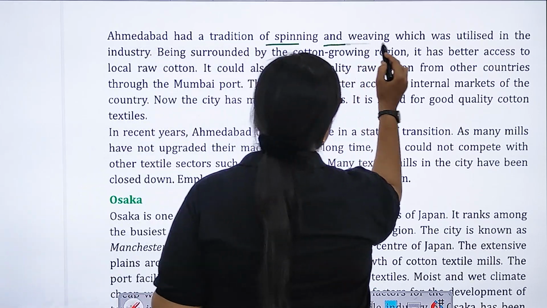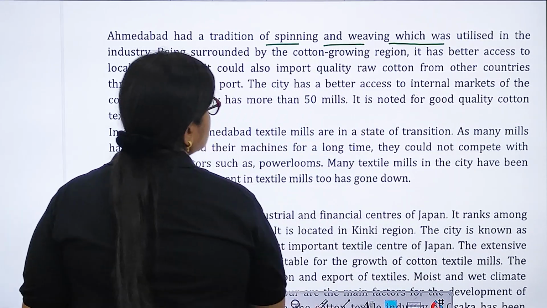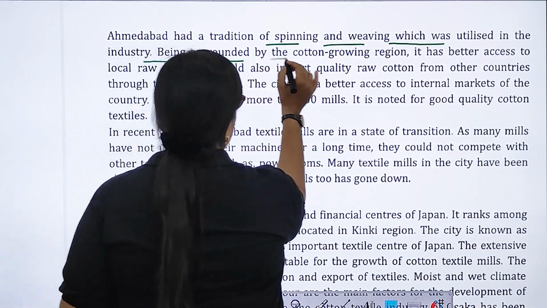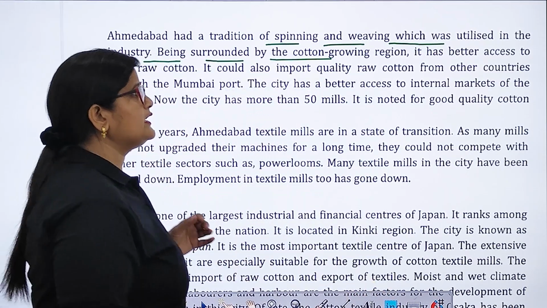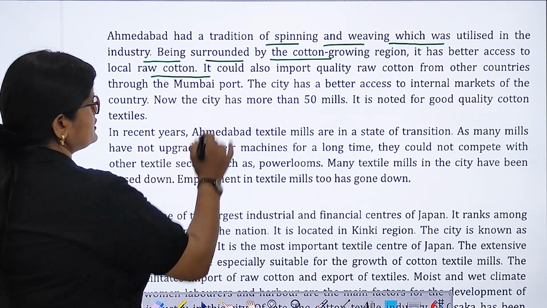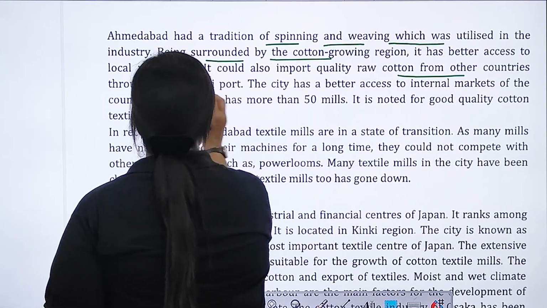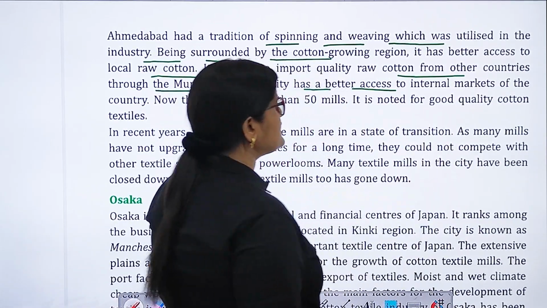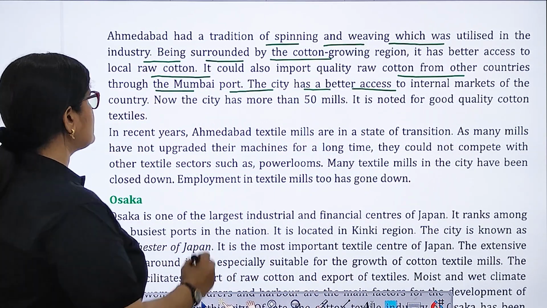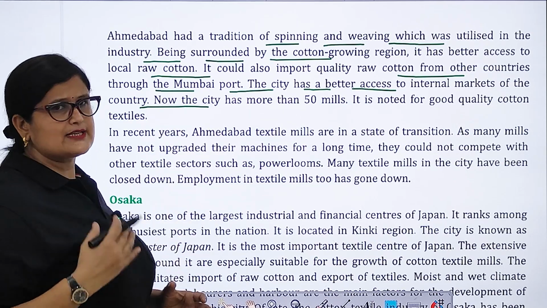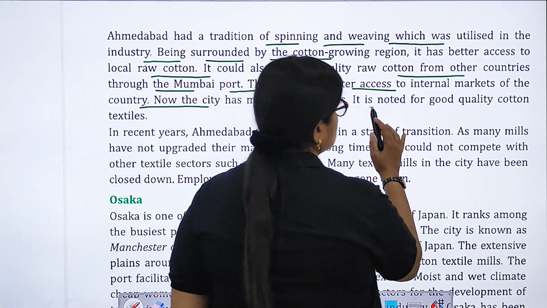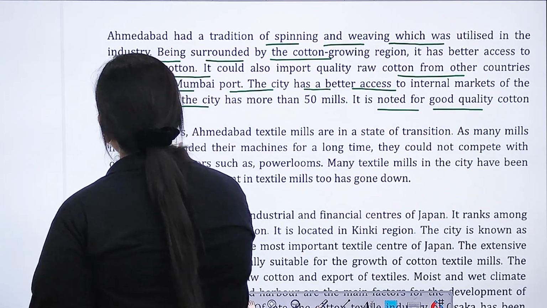Ahmedabad had a tradition of spinning and weaving cotton, which was utilized in the industry. Being surrounded by the cotton growing region, it has better access to local raw cotton. It could also import quality raw cotton from other countries through the Mumbai port. The city has better access to internal markets of the country. Now the city has more than 50 mills. It is noted for good quality cotton textiles.